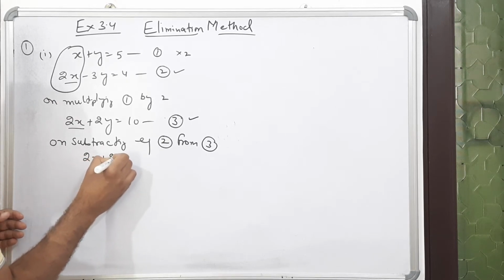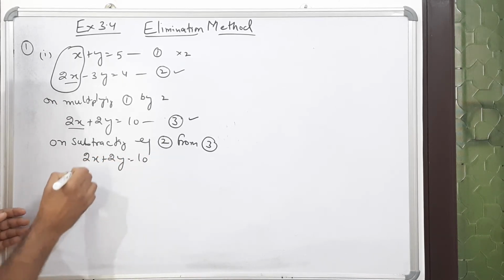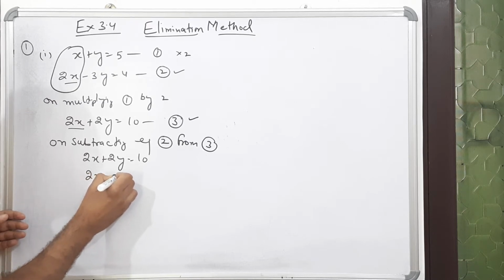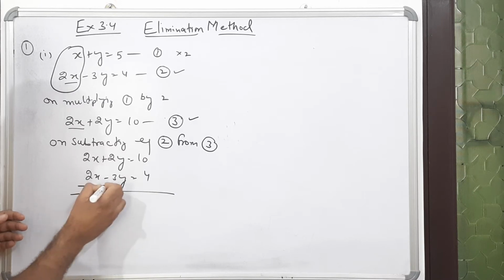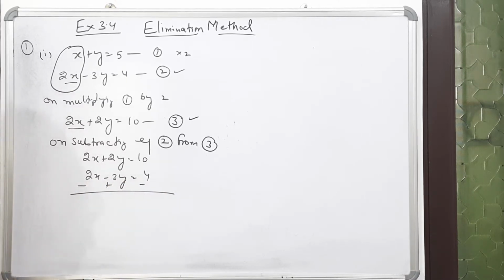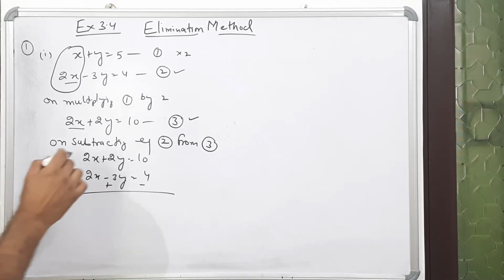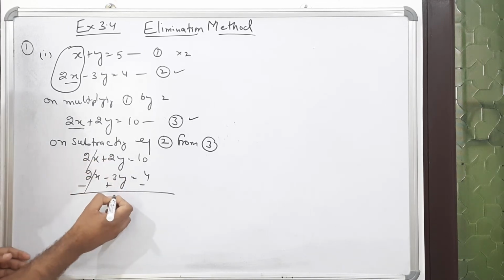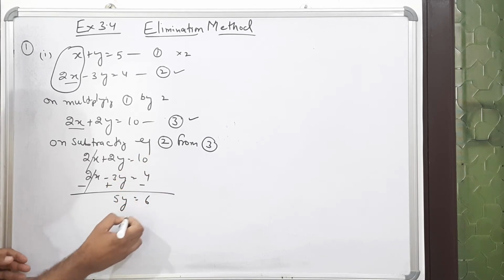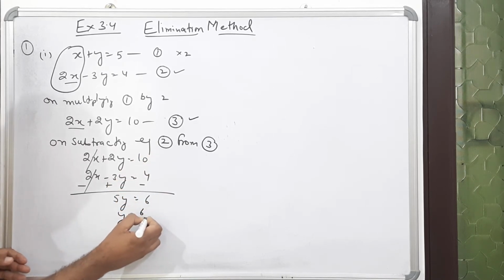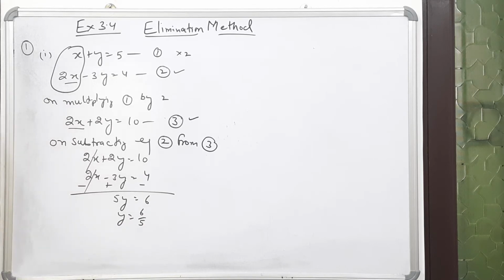So it is 2x plus 2y equals 10 and 2x minus 3y equals 4. And you all know that when we are subtracting, the sign changes, so we have to change the sign. When you change the sign, this 2x and 2x cancel, and this will be 5y, and 10 minus 4 is 6. So the value of y is 6 upon 5. I hope this part is clear to you.